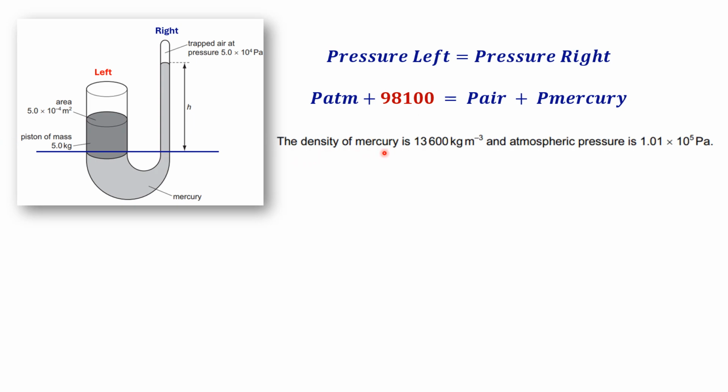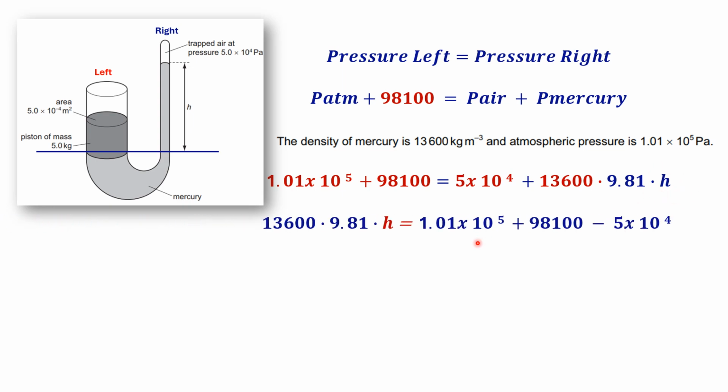Now, since we have the density of the mercury and the value of the atmospheric pressure, we can do the substitutions in this equation. Notice that the pressure of this air that is trapped was given right here, 5 times 10 to the 4 pascal, and the rest is good to go. We don't have the height, we are looking for the height. Now, rearranging all this in terms of the height, just follow along with my math.